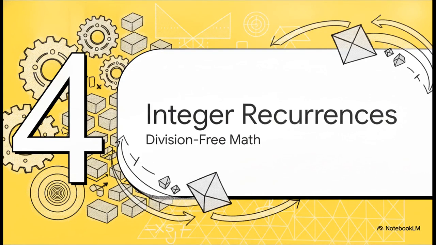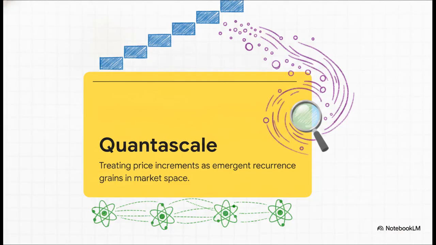All right, moving right along to part 4, division-free integer recurrences. To actually pull this off in the real world, we have to adopt what's called the quantascale philosophy. Quantascale treats these price increments as emergent recurrence grains. Instead of seeing prices as blocky, arbitrary steps or industry ticks, it treats them as the natural, granular, Brownian fabric of the market itself. We're elevating our thinking directly to the atomic level of digital physics.